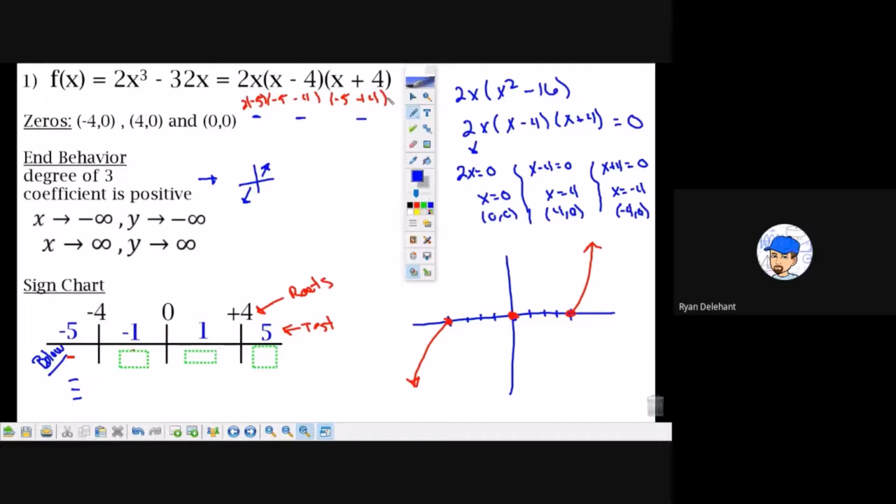So if we continue this process, we're going to do the same thing here. But instead of plugging in that -5, I'm going to plug in a -1. So let's just write down the sign. 2 times -1 is going to be negative.